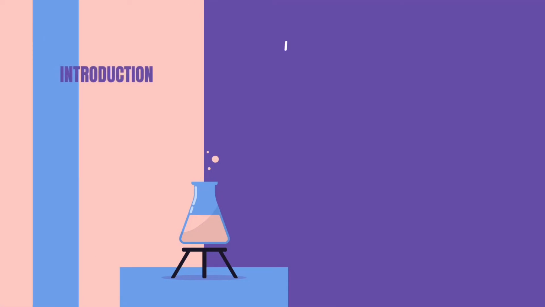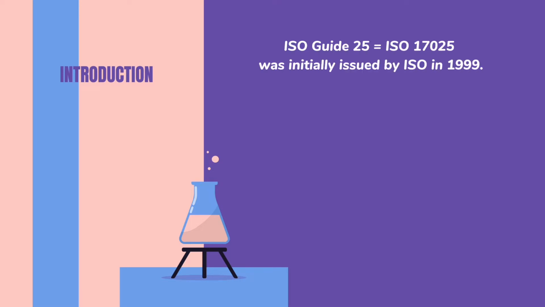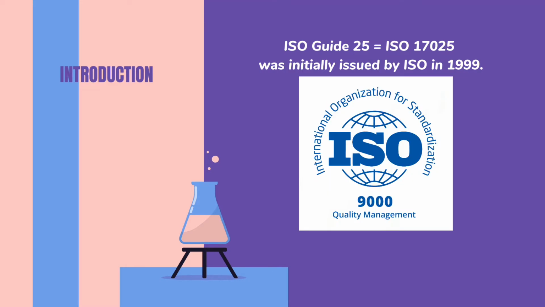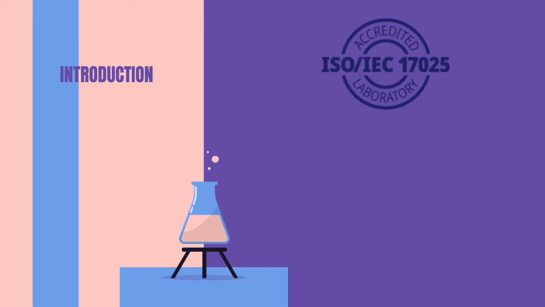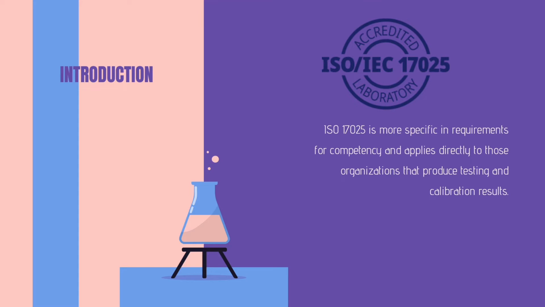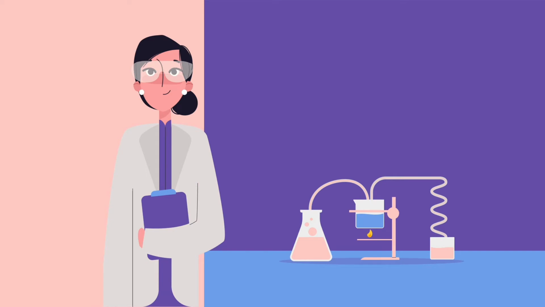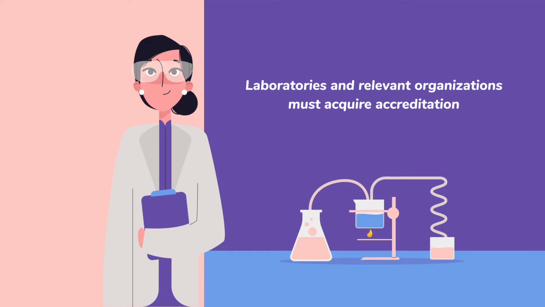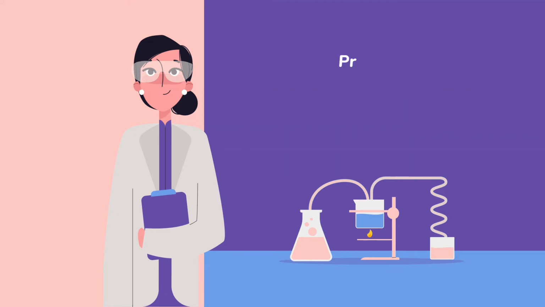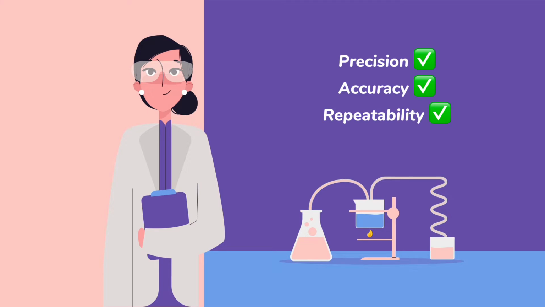Originally known as ISO Guide 25, ISO 17025 was initially issued by ISO in 1999. There are many commonalities with the ISO 9000 standard, but ISO 17025 is more specific in requirements for competence and applies directly to those organizations that produce testing and calibration results and is based on more technical and management requirements. In order to be considered technically competent, laboratories and relevant organizations must acquire accreditation to assure their clients of their precision, accuracy, and repeatability of results.